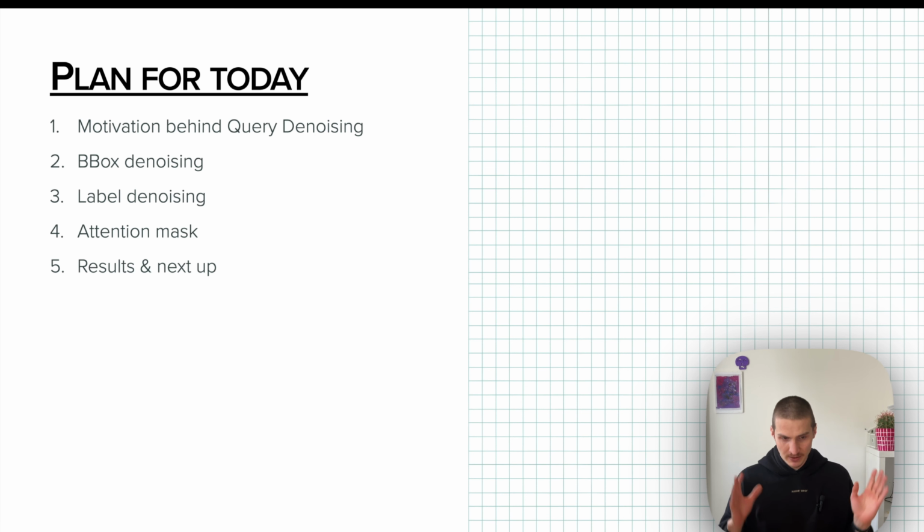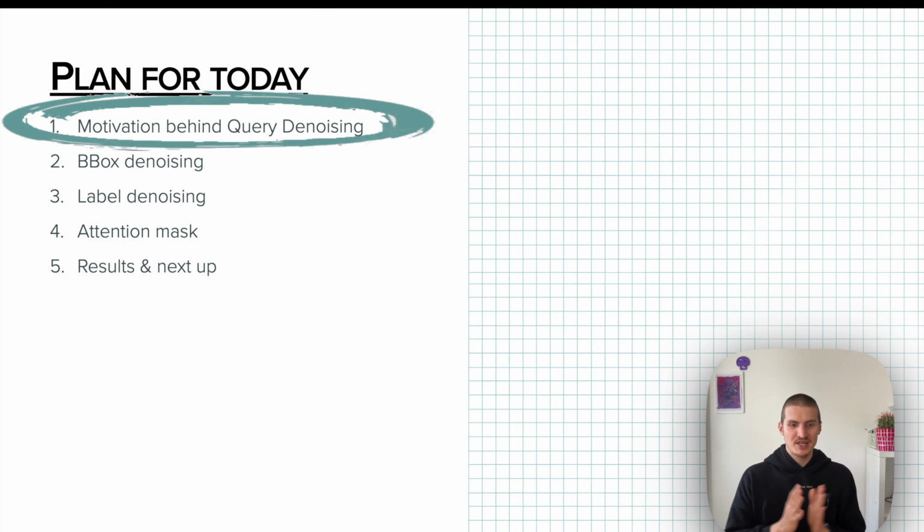So here's the plan for today. First, we're going to discuss why we need query denoising, why we think it's a good idea to research that topic even, and what is the fundamental problem we're trying to solve. Then we will go through denoising of the bounding box. We will go through label denoising, and finally discuss the attention mask that we need to use in the actual decoder. And finally, we'll discuss the results and what's next.